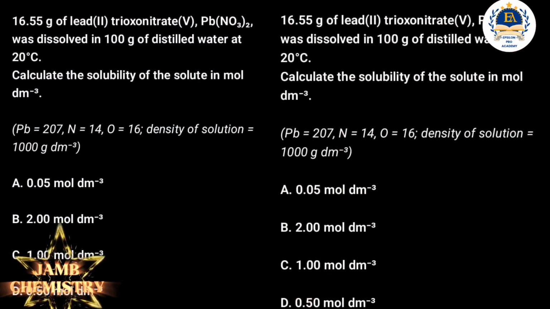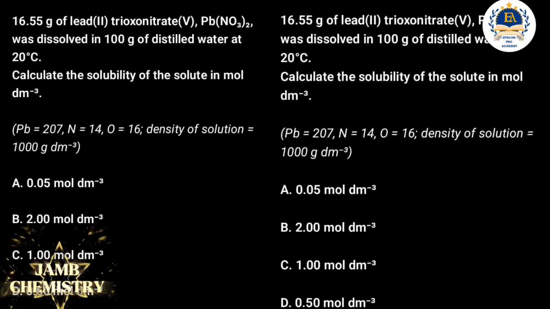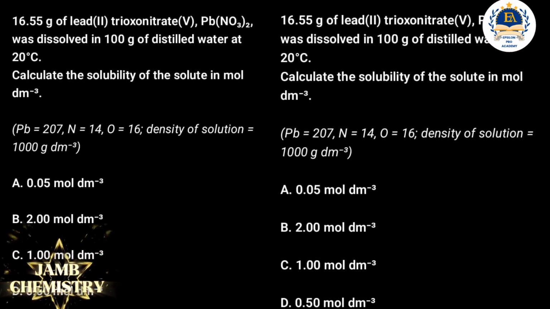16.55 grams of lead(II) trioxonitrate(V) was dissolved in 100 grams of distilled water at 20 degrees Celsius. Calculate the solubility of the solute in mole per dm cube. The parameters are given and options are also given below.